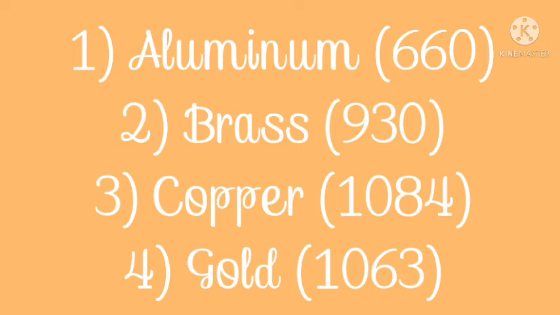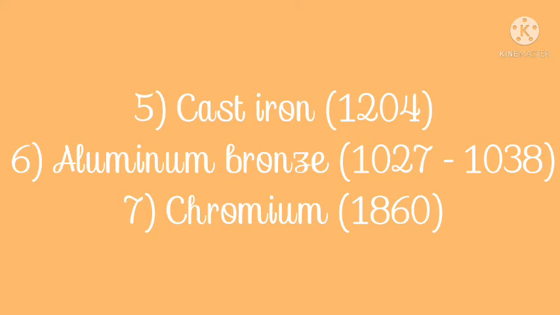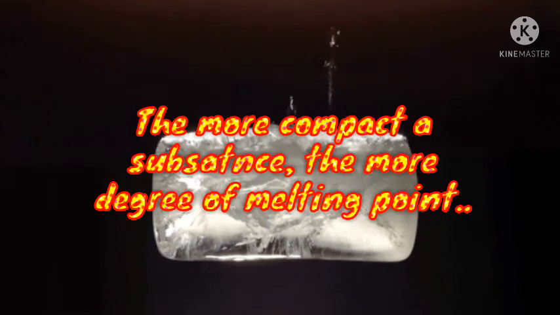1063 degrees Celsius. 5. Cast iron. The melting point of cast iron is 1204 degrees Celsius. 6. Aluminium bronze. The melting point is 1027 to 1038 degrees Celsius. 7. Chromium. The melting point is 1860 degrees Celsius. So these are some metals and their various melting points.